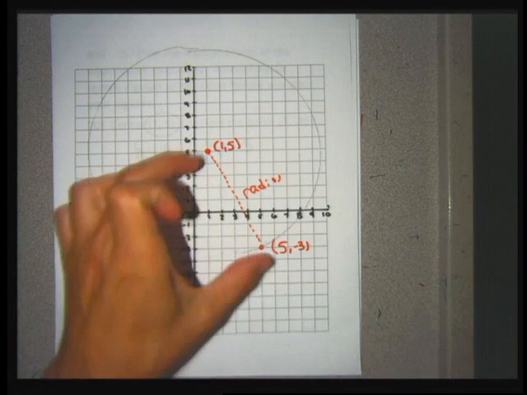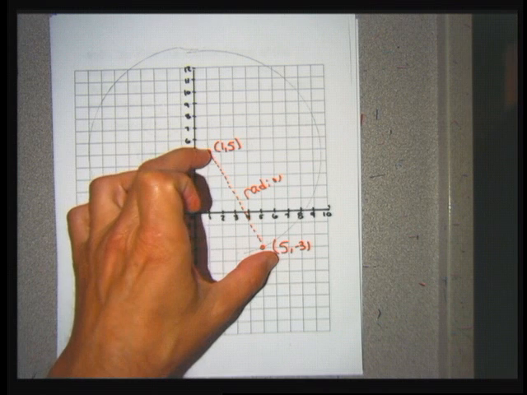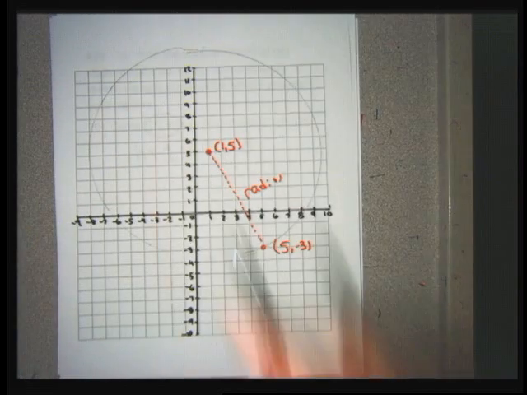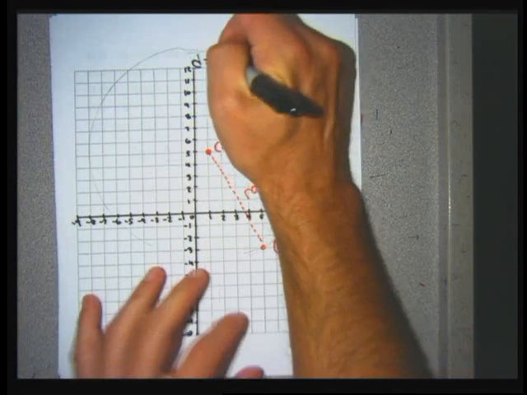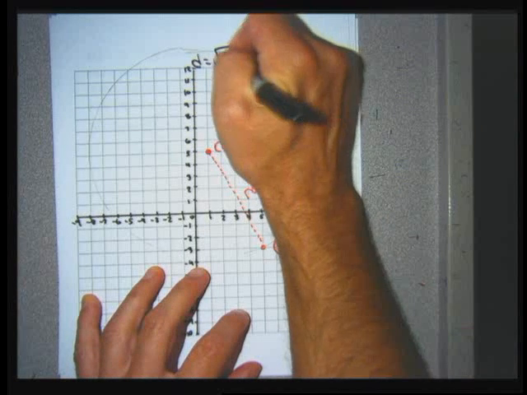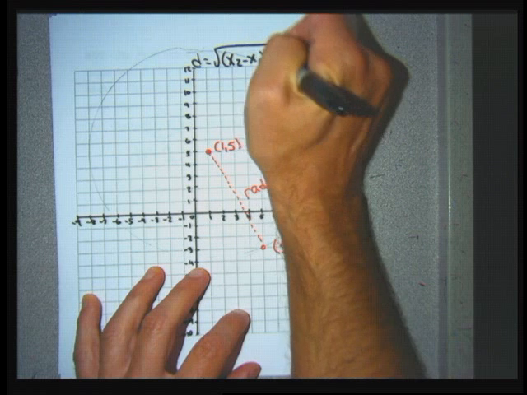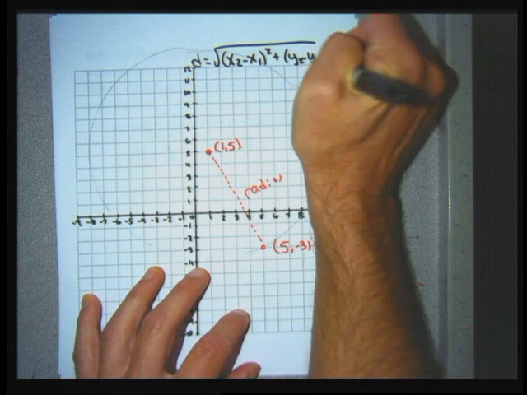The radius is the distance from the center to the edge, and in order to get the radius, I need to use the distance formula. So this distance right here is the radius. I need to remember the distance formula. The distance between 2 points, which we did in a previous section, you get by doing this. You do the square root of x2 minus x1 squared plus y2 minus y1 squared.